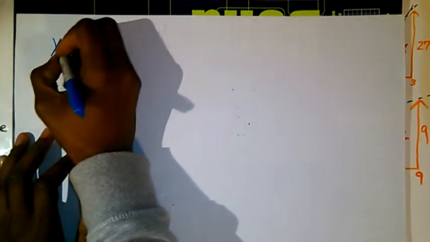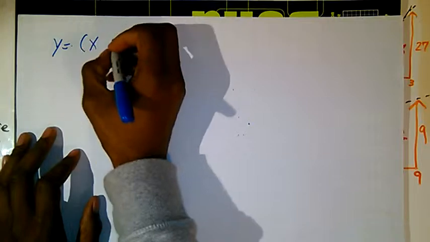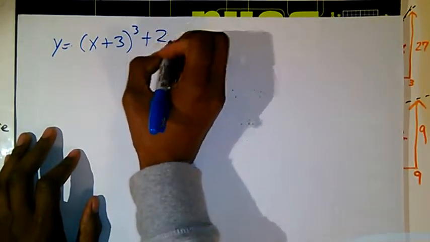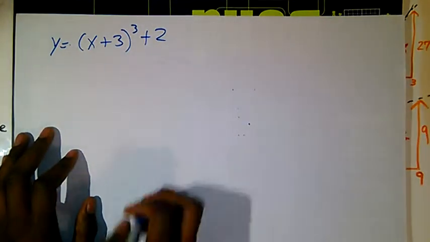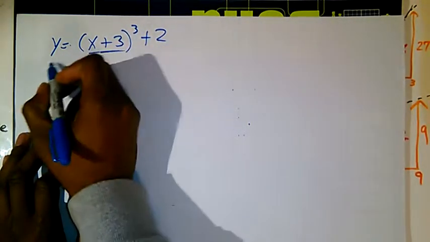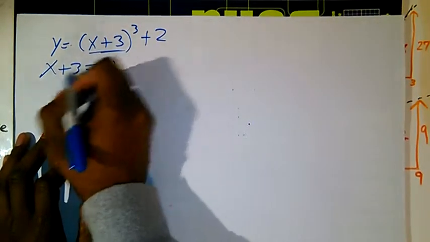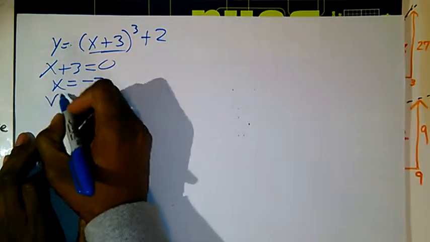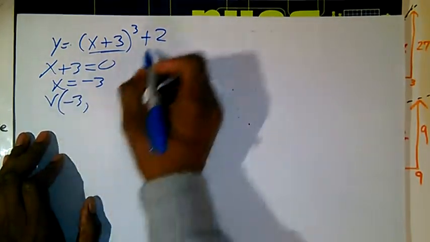We're going to graph y equals (x plus 3) cubed plus 24. Okay, the first thing we need to do is take x plus 3 and set it equal to 0. x will be equal to -3. So our vertex is at x equals -3.